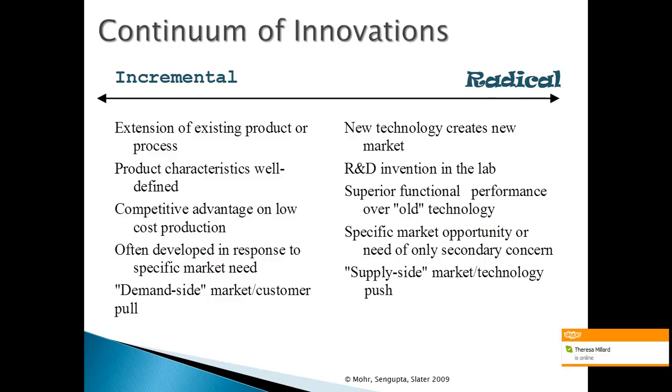And what's interesting is that competitive advantage in these industries is oftentimes based on economies of scale in production. So how do we squeeze out costs in the production process? There's a lot of outsourcing that goes on here to drive these cost advantages in production. As I mentioned, customers can ask for what they want on the incremental side, and these are referred to as demand side or customer pull markets.